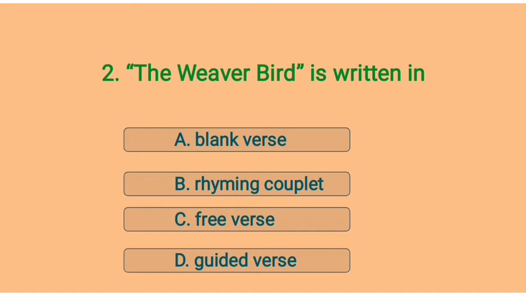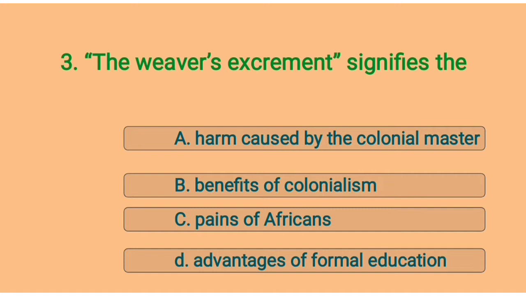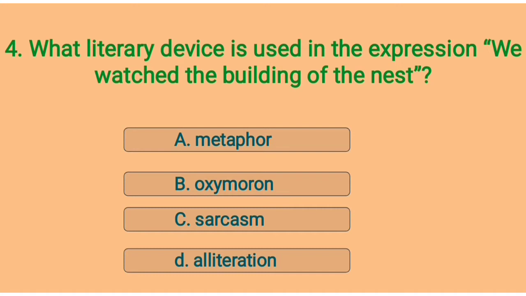Question 3. The weaver's excrement signifies the A. harm caused by the colonial master, B. benefits of colonialism, C. pains of Africans, D. advantages of formal education. The correct answer to this question is A. The weaver's excrement signifies the harm caused by the colonial master. Question 4. What literary device is used in the expression "We watched the building of the nest"? A. metaphor, B. oxymoron, C. sarcasm, D. alliteration. The correct answer to this question is D. alliteration.